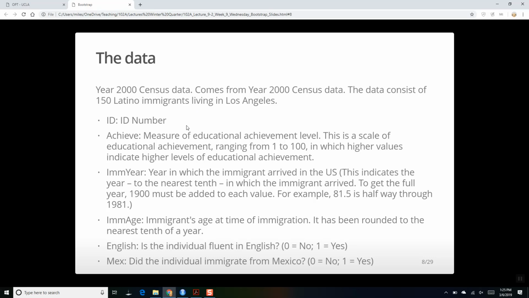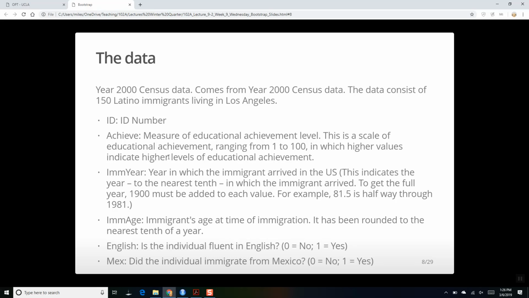It's very important to get an accurate count. Anyway, there's the short form, and then there's a long form, and the long form goes out to a random sample of people in the United States, and they ask all sorts of questions. They ask, what's your race and your ethnicity, and what's your occupation, and your education achievement level, and this and that. Okay, so they ask all of these questions, and here we look at 150 Latino immigrants from Los Angeles, okay?